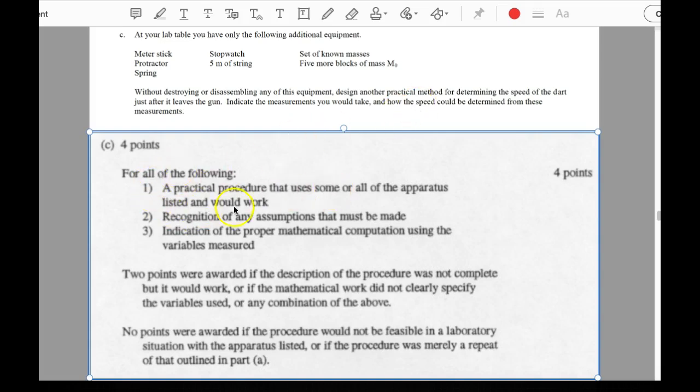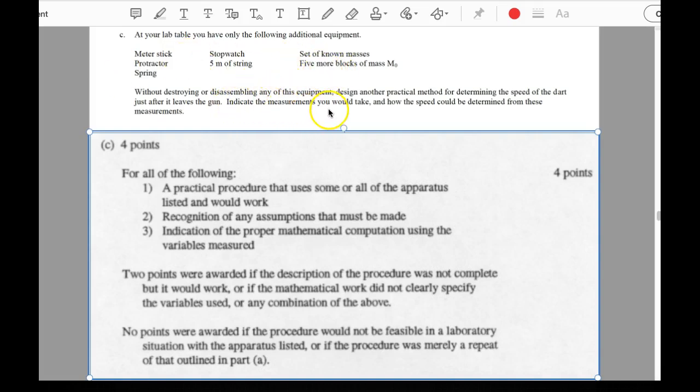So this is worth 4 points, and they want the following: a practical procedure that uses some or all of the apparatus listed, recognition of any assumptions that have to be made, and then indication of proper mathematical computation. So they give you 2 points if the procedure wasn't complete but it did work, or if the math work didn't clearly specify all the variables. No points are awarded for a procedure that would not be feasible in a laboratory situation with this apparatus.